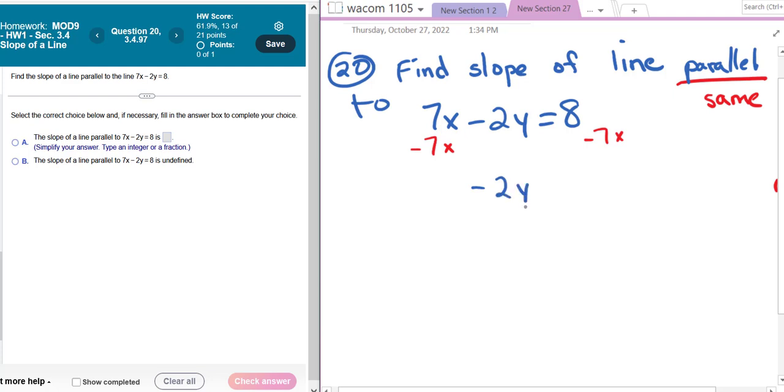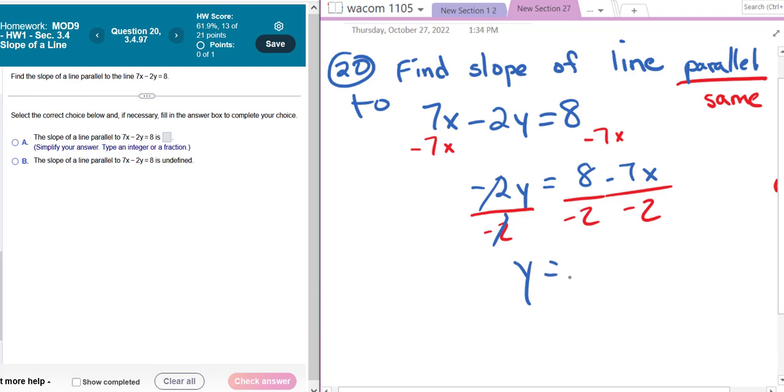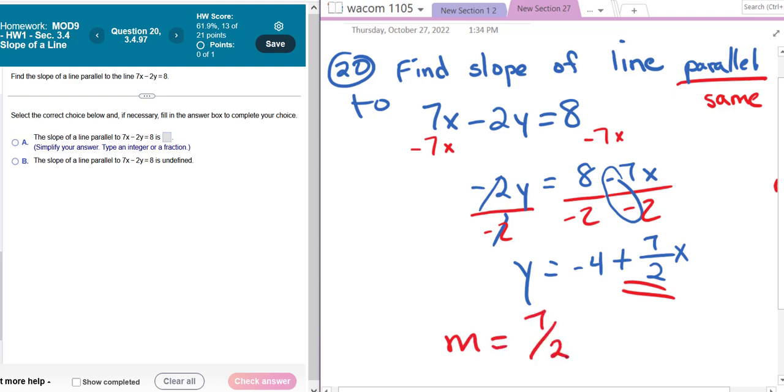So negative 2y equals 8 minus 7x. Divide everything by negative 2. This will give us y equals negative 4. And here, this makes a positive with 2 negatives, 7/2 x. So our slope is going to be the same because it says parallel. So 7/2 will be the slope.